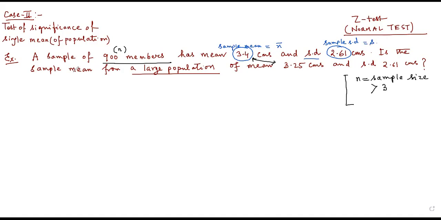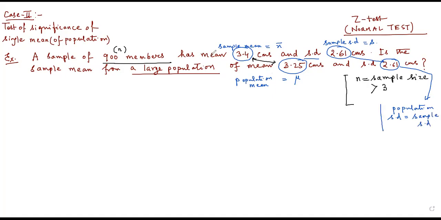We have been asked whether this sample has been drawn from a population with this mean. So this value 3.25 is the population mean, so let us use the symbol mu for it. Although these two values are the same, according to the given condition this value will be considered as the population standard deviation. Here, by default, the population standard deviation has become exactly equal to the sample standard deviation. It may so happen, although it is a very ideal scenario.